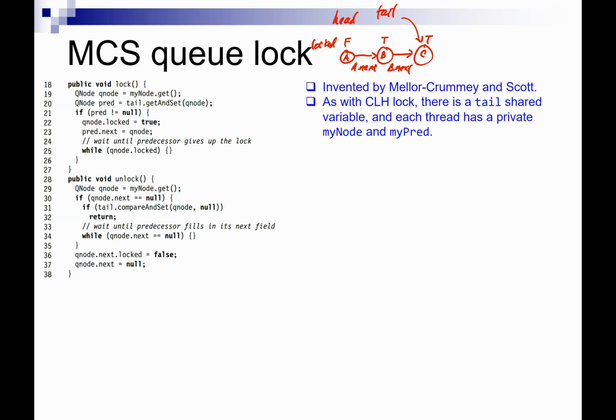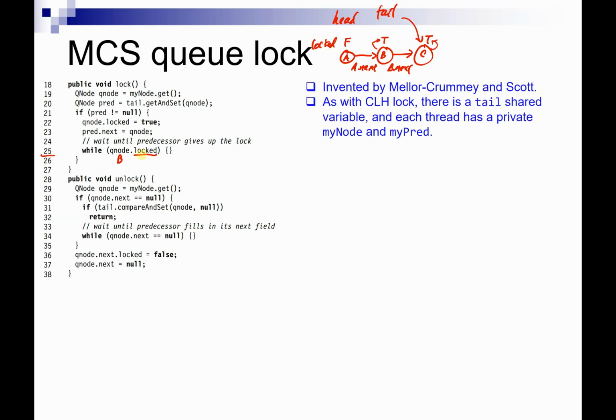Now instead of B spinning on A's locked variable, B is actually spinning on his own locked variable, and C is spinning on his own locked variable. If you spin on your own locked variable, then regardless of whether there's a cache or not, you're not going to cause cache coherency traffic. So the MCS lock works well even in the no cache case.